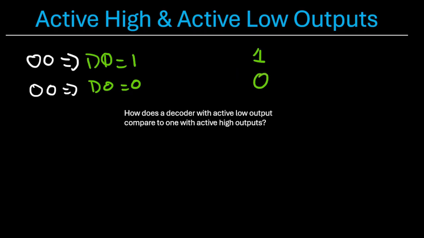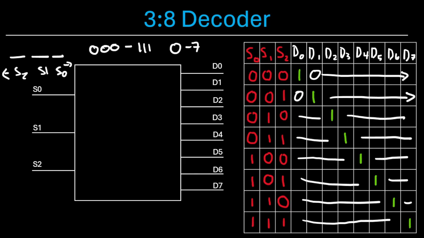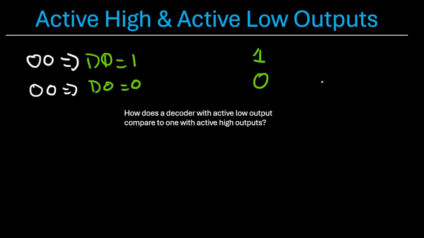Okay, so if we go back up here, if this was active low instead of active high, for the input 0, 0, 0, D0 would be 0, and all of the other pins would be 1. Moving on to 0, 0, 1, if we input 1 in binary, all of these pins will be 1, and our D1 pin will be 0. Okay? So hopefully you see the difference between the two. It's just a matter of what is considered to be active or on.